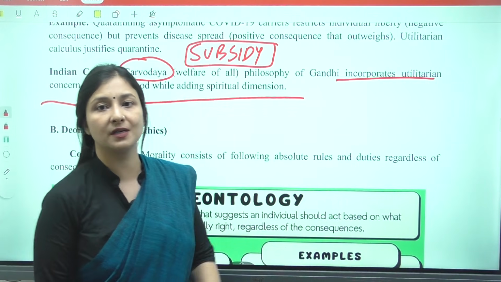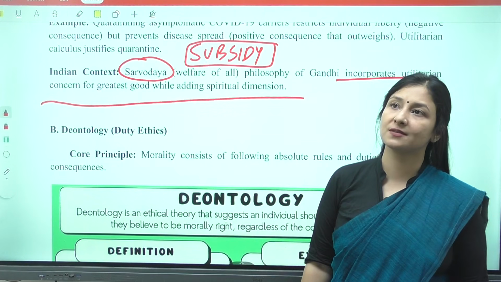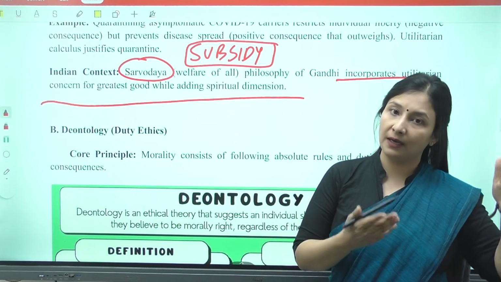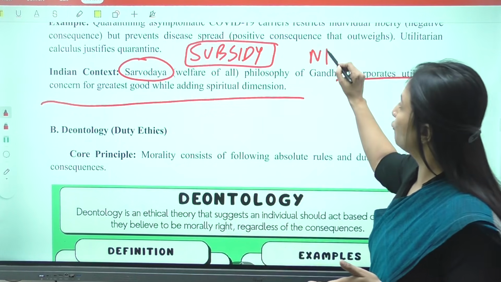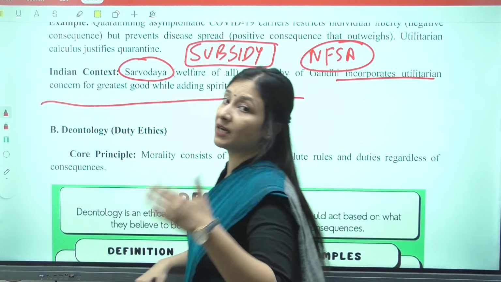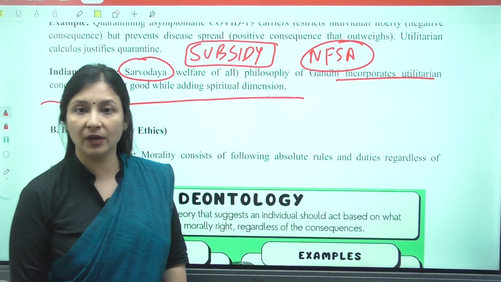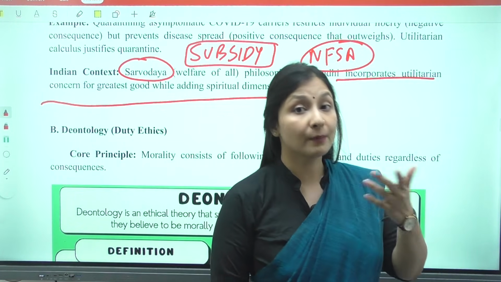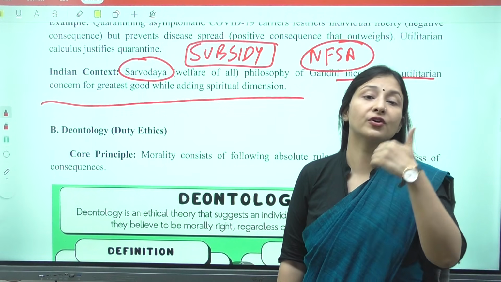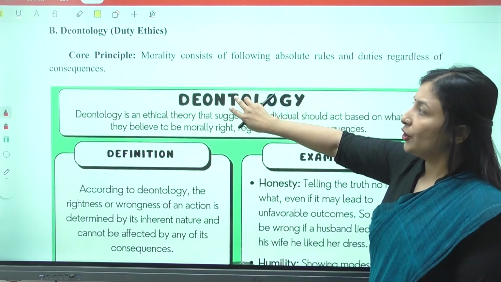There is a de minimis limit of 5%, and the WTO is putting these restrictions on how much subsidy you are giving. In terms of the National Food Security Act, you are providing so much food free to your population, 75% in the rural areas and 50% in the urban areas. How is this justified? But the government is justifying this ethically because it is for the greater good, for the greater number of people. Is it clear?